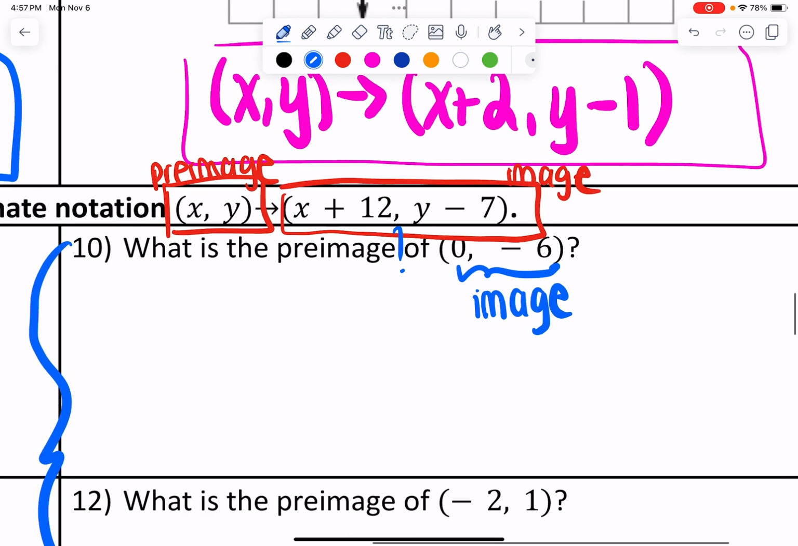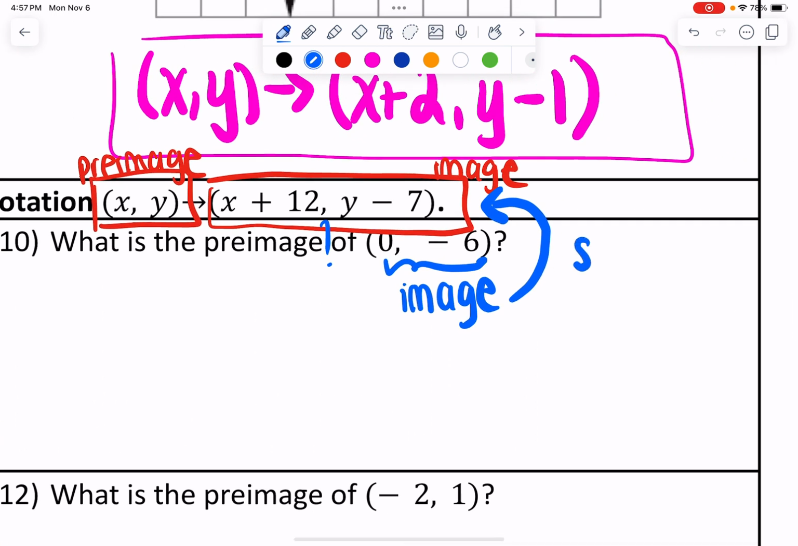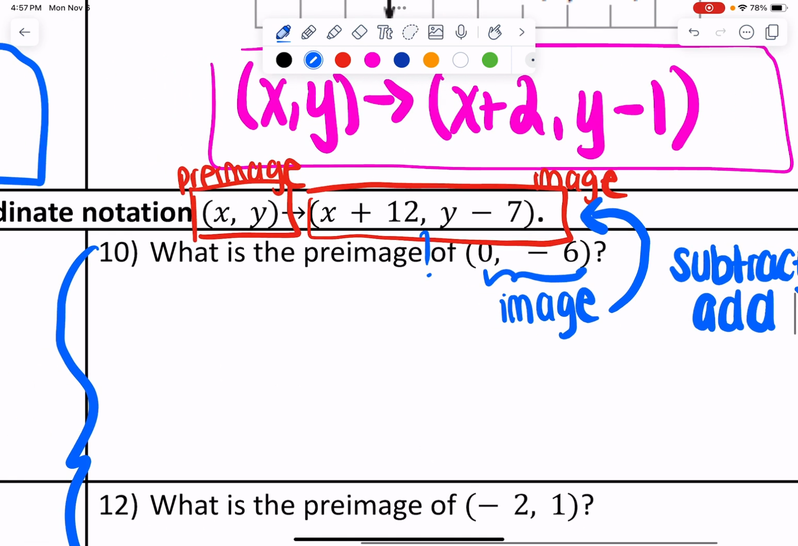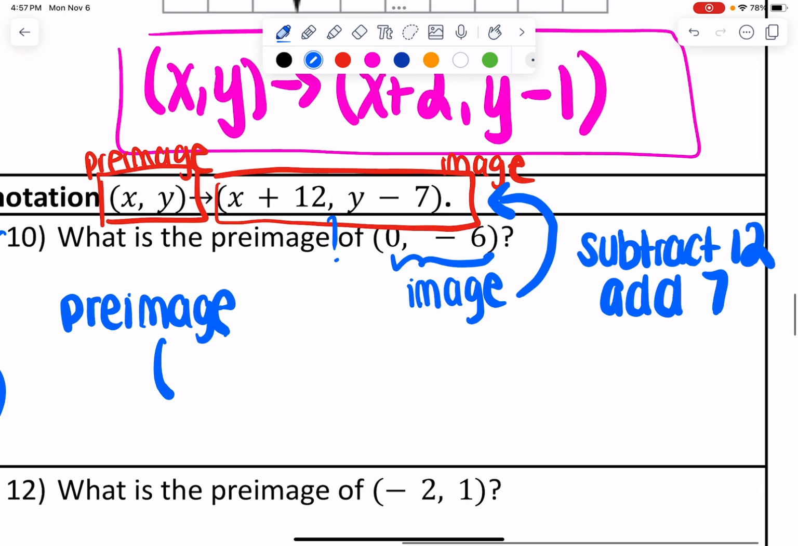Here's how I want you to imagine it. Think about going backwards from here. So instead of adding 12 to X, I'm going to go backwards and subtract 12 from X. And then instead of subtracting 7 from Y, you're going to add 7. So it's essentially backwards. To find your pre-image, it's going to be the same setup, but switching the signs.